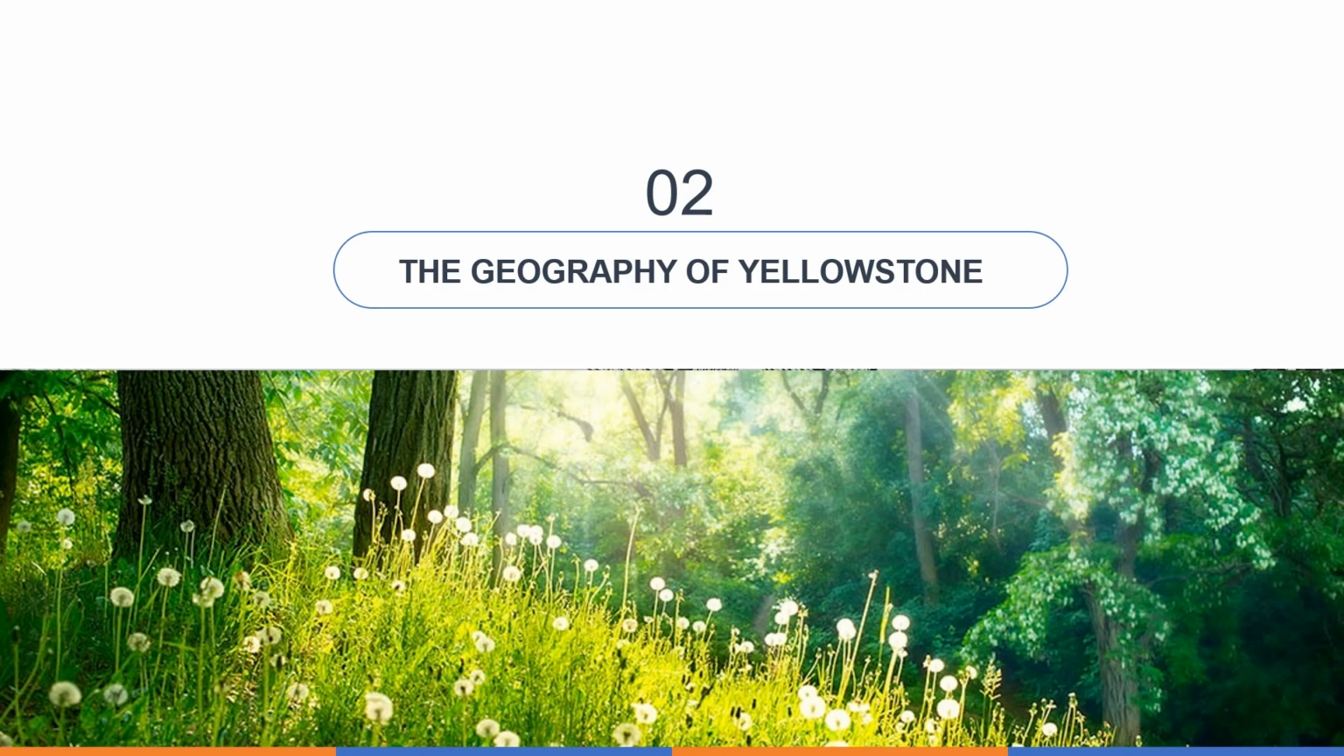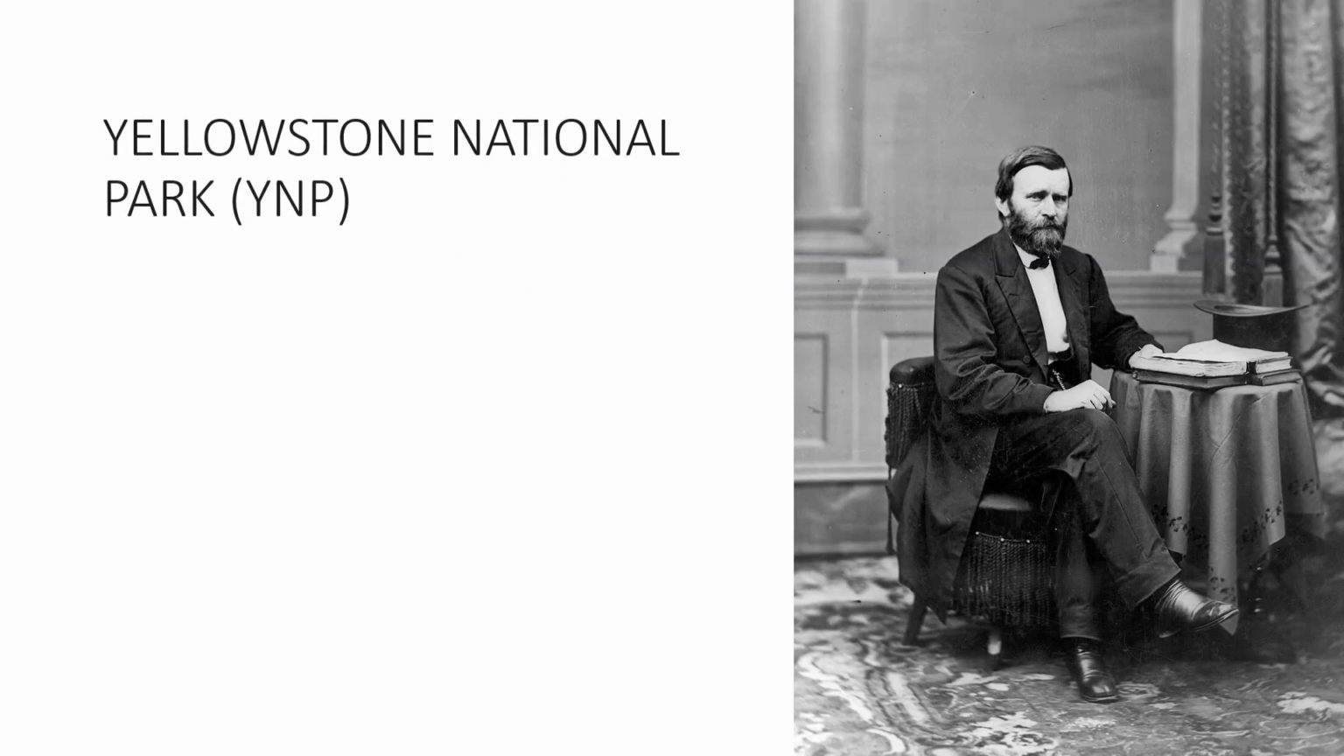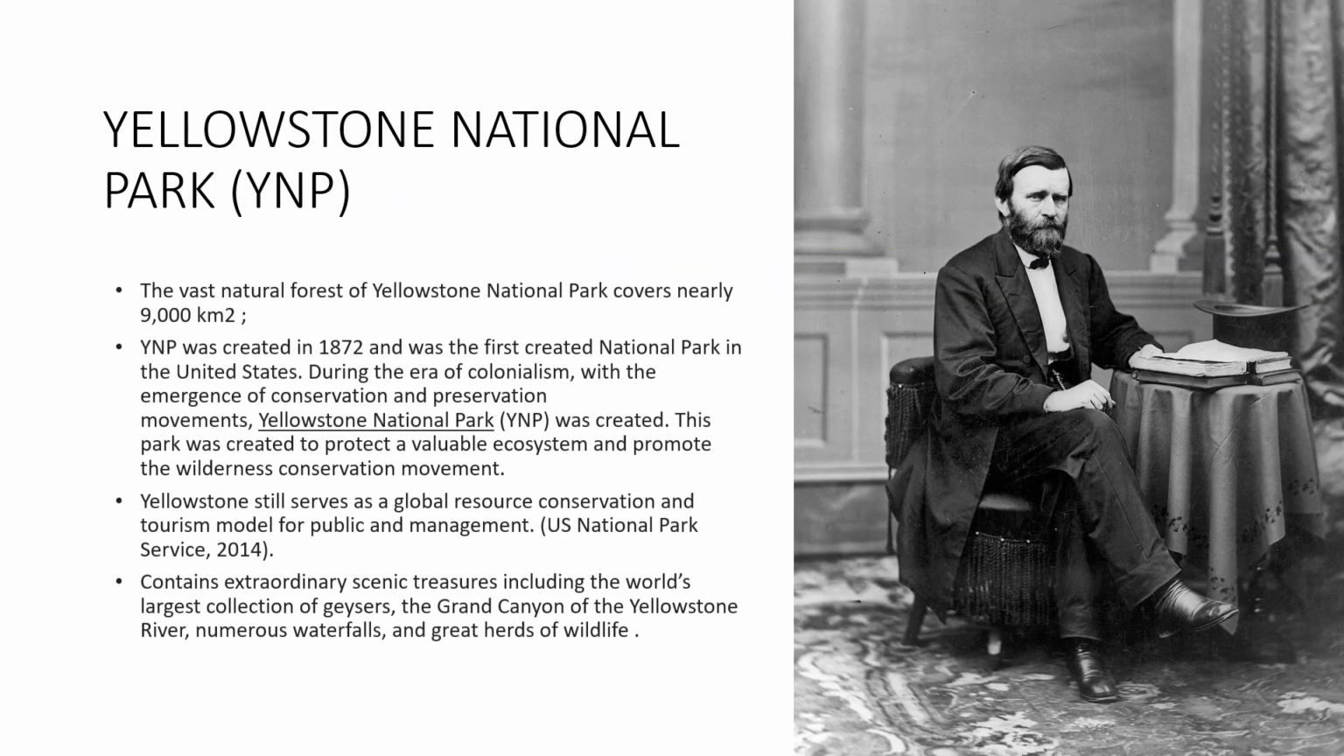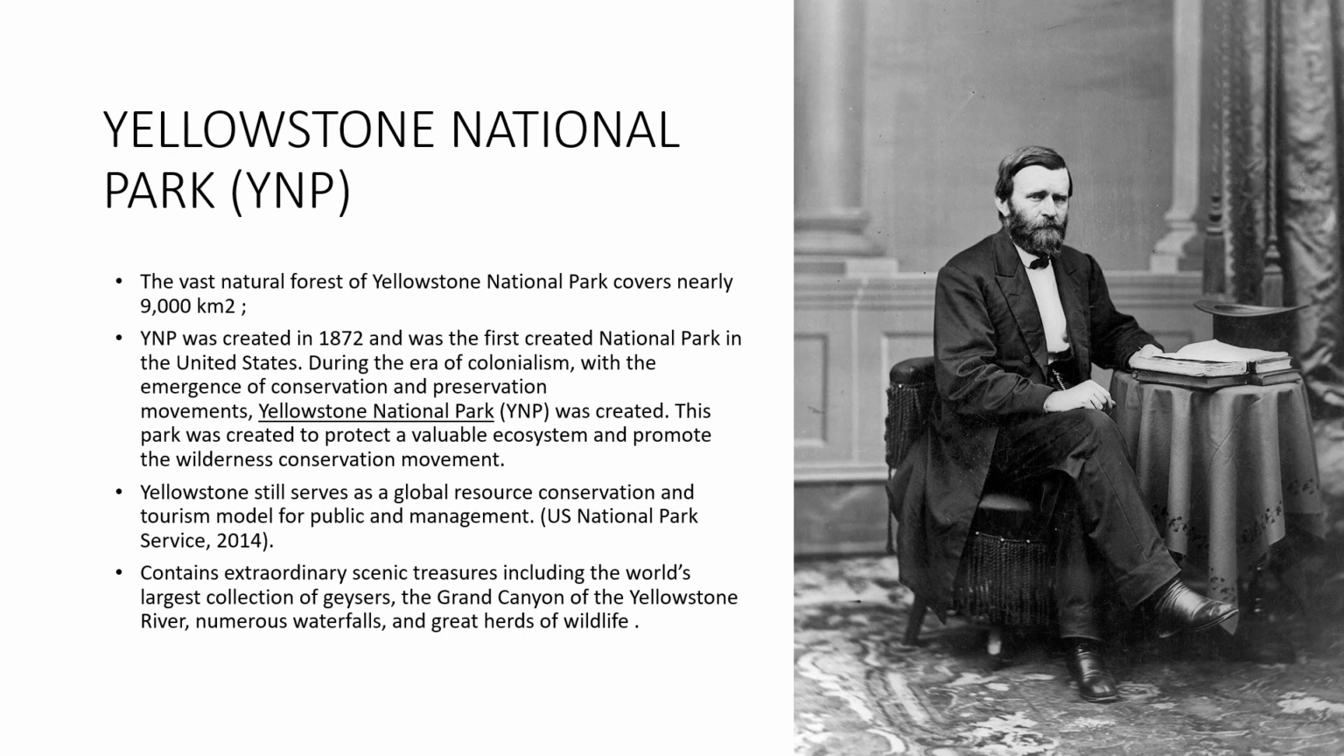First of all, some basic knowledge about the geography of Yellowstone. It is mostly in Wyoming, but extends into Montana and Idaho. It is famous for being the world's first national park and covers about 2.2 million acres. The park sits on a volcanic hotspot, giving it a unique landscape.